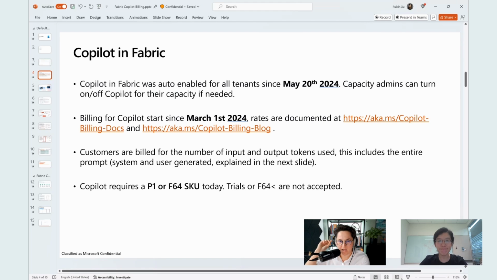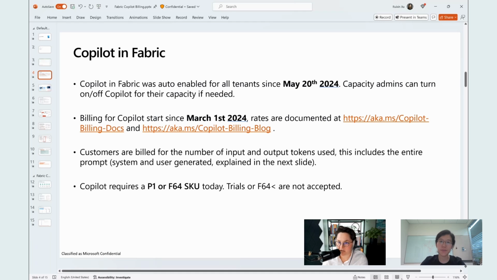Just to recap, Copilot in Fabric has been auto-enabled for all tenants. For a single tenant, let's assume one customer, one company, that company can have multiple capacities. Capacity admins, who are in charge of managing capacities, can turn it off. Is it enabled by default in those capacities as well? It's enabled by default for all the capacities as well, but the admin has the ability to turn it off.